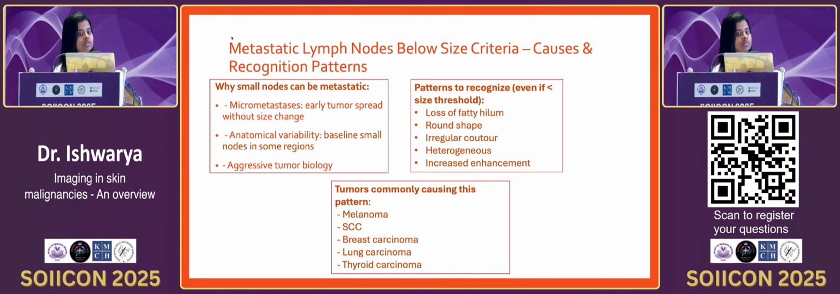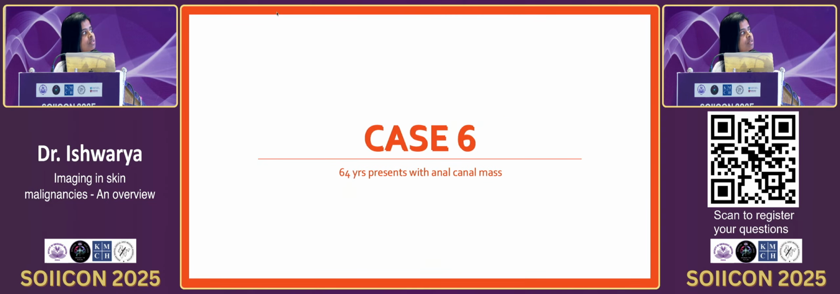So these are nodes which are very much less than the size criteria and still are metastatic. These are due to early tumor spread, and it can also occur in some anatomic variability where you can have smaller size nodes like in the perirectal region, and also aggressive tumor biology. Some common tumors that can cause this are melanoma, squamous cell carcinoma, breast, lung, thyroid, most of these where they do the sentinel node during the surgery. And we have to be very careful looking at other signs like the loss of fatty hilum, round shape, irregular contour, heterogeneous enhancement or increased enhancement.